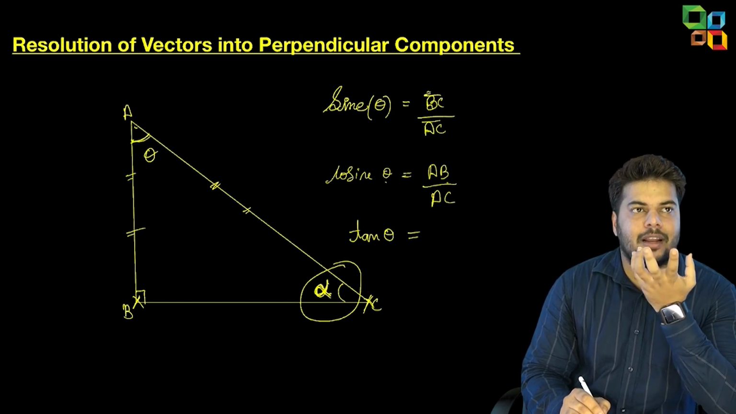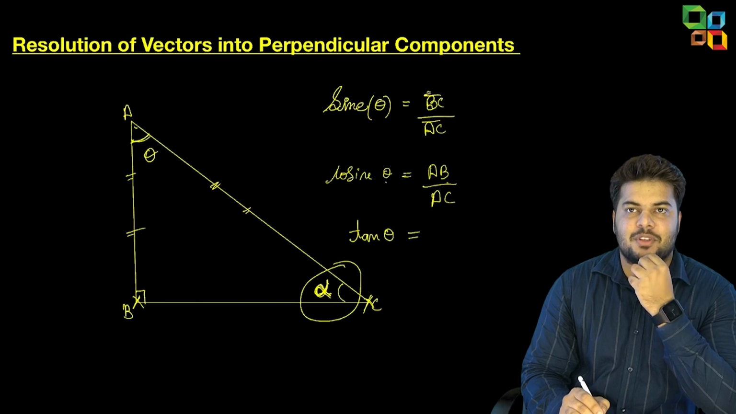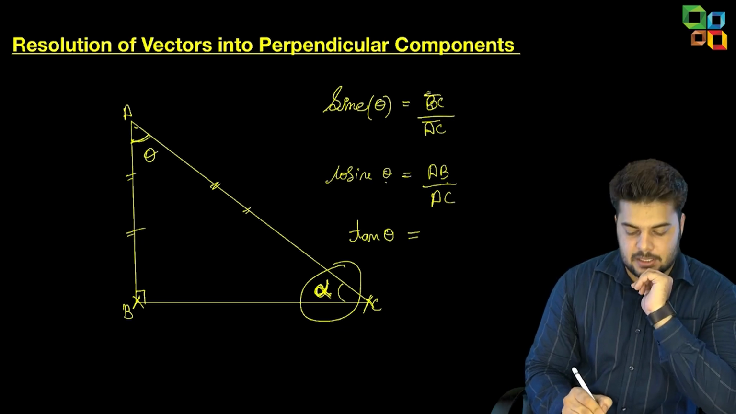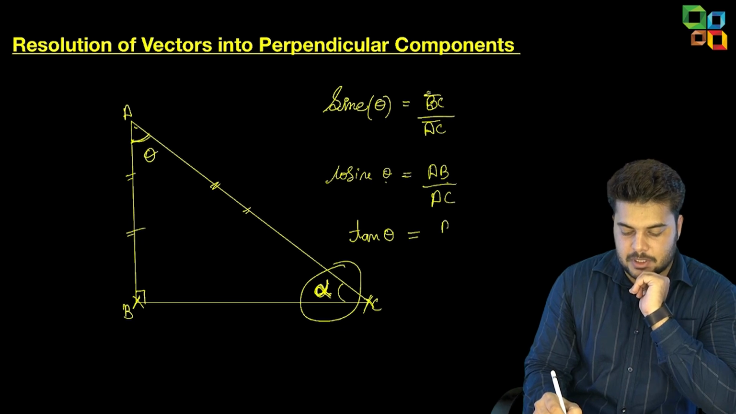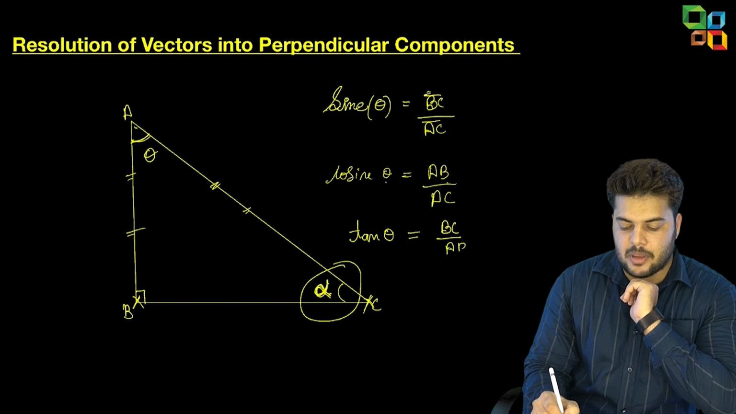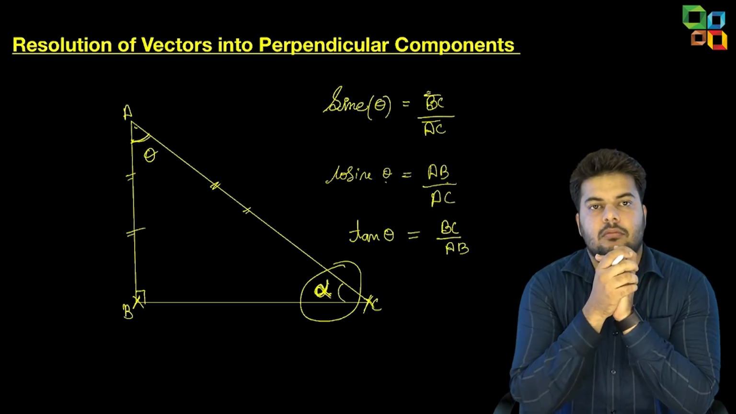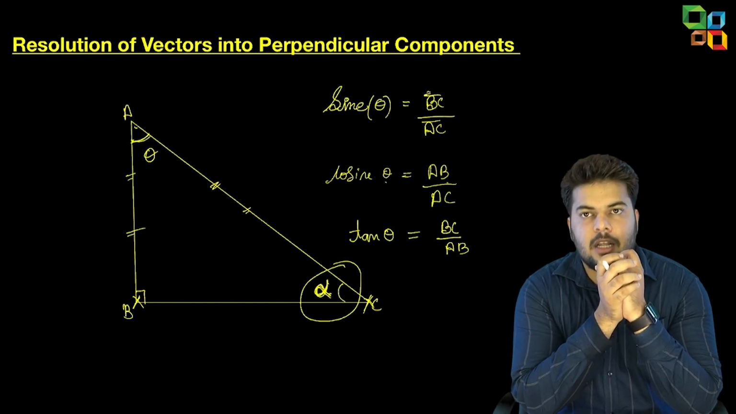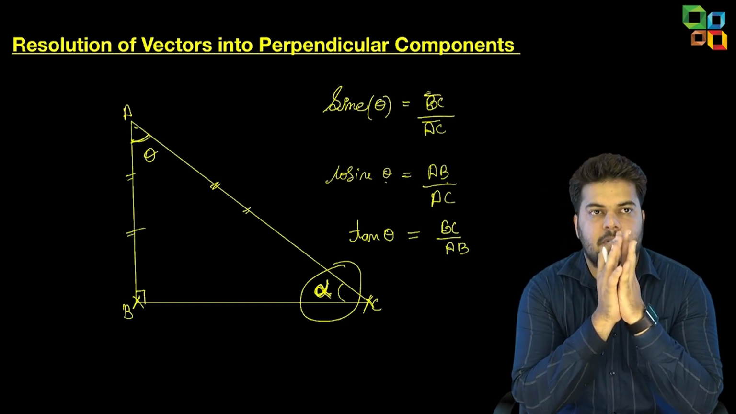So you might be wondering at this point, why am I defining things like this? What's the point of all this? You'll see in a while. Tan theta is the opposite side, which is BC, divided by the adjacent side, which is AB. Tan theta is also sine theta by cos theta. Now you can see those relations, right? We'll see all those things.